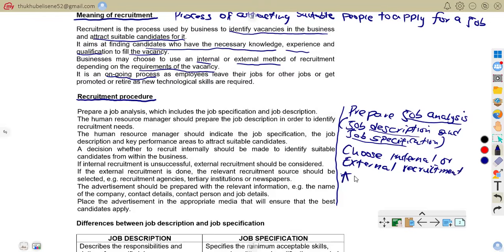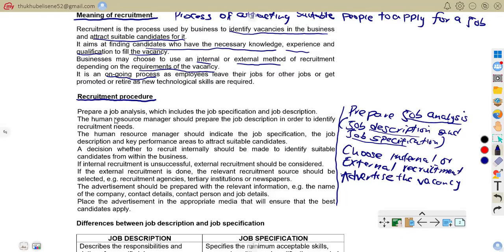Then you advertise the vacancy, meaning you inform potential applicants through the media. For example, place an ad in the local newspaper or company intranet.